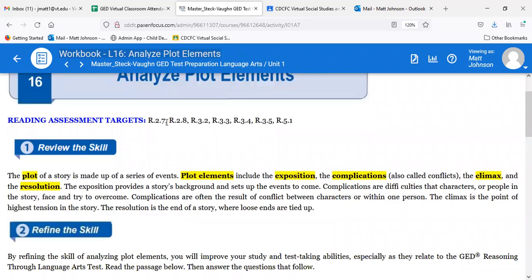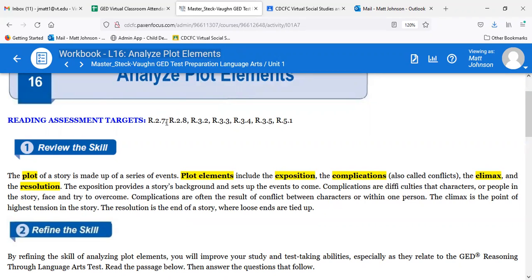And then the complications. So what kind of struggle or conflict are the characters going through? There's going to be multiple complications that are built on until we get to the climax, whatever the main event is in the story, and then that leads to the resolution, the close. And those are typically right towards the end of your story. It says the exposition provides the story's background and sets up the events to come. Complications are difficulties that characters in the story face and try to overcome. Complications are often the result of conflict.